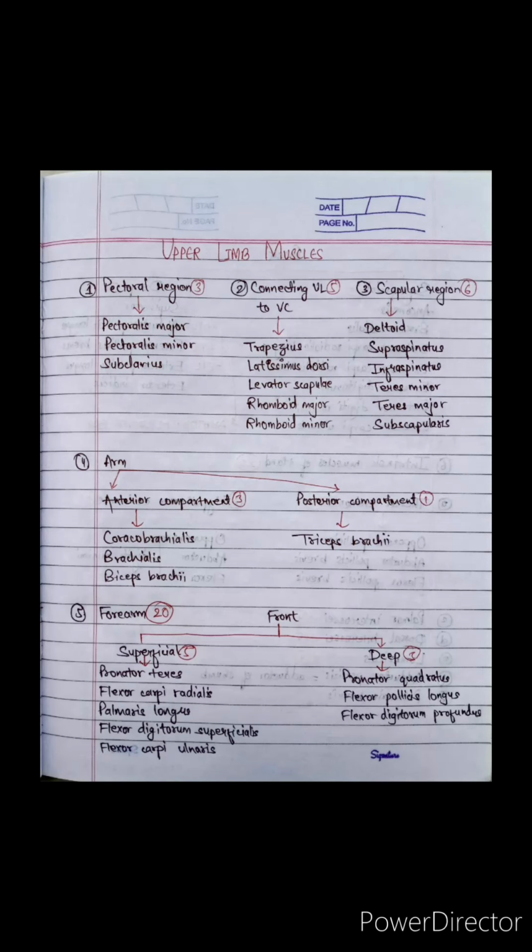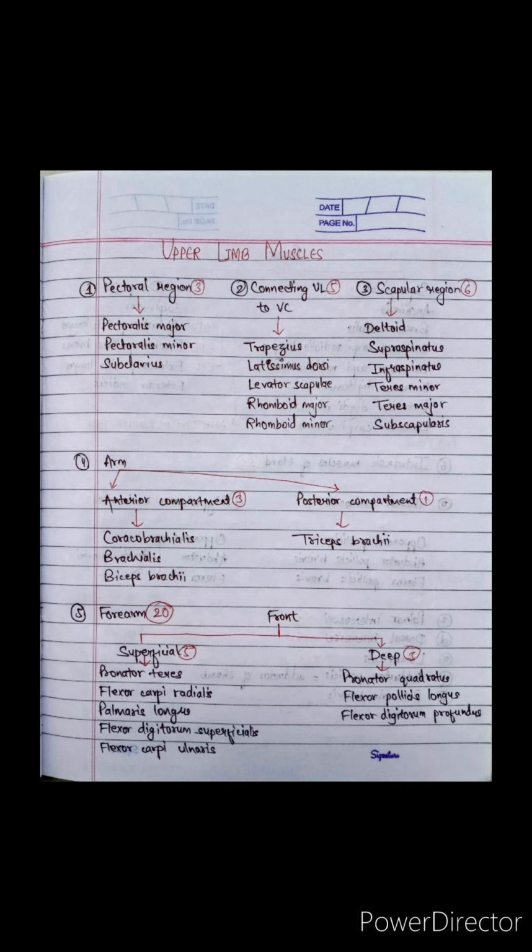Friends, welcome to Midlife. Today we will be studying about the upper limb muscles. So we must know the name of the muscles in the respective region. Number 1, pectoral region. There are three muscles such as pectoralis major, pectoralis minor and subclavius.